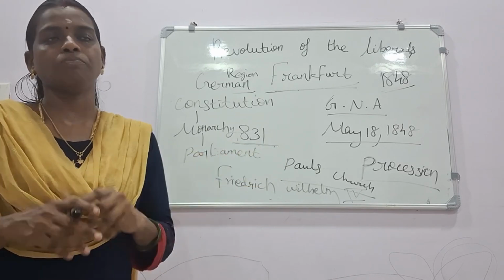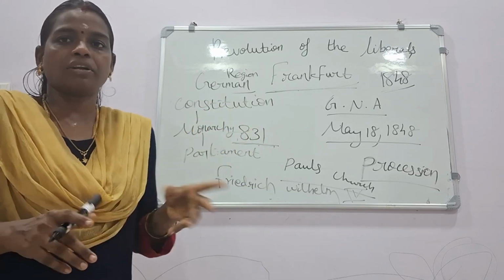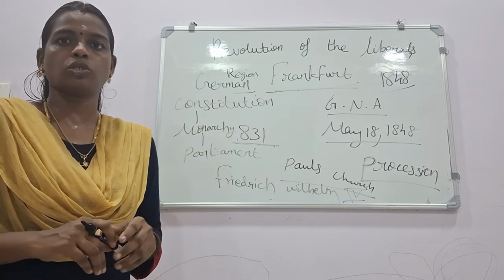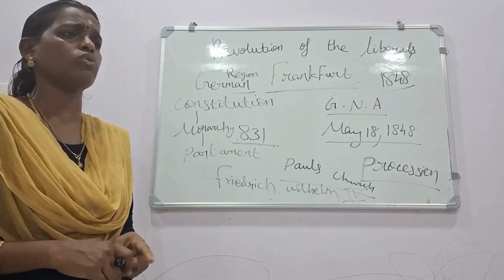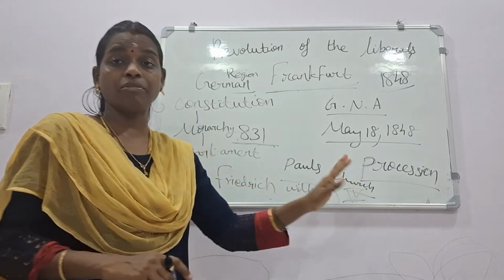They approached him, but he said, no. I am not ready to support you. I want to start my rule under you. That kind of response was given by Friedrich Wilhelm IV of Prussia.